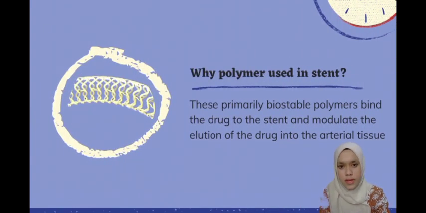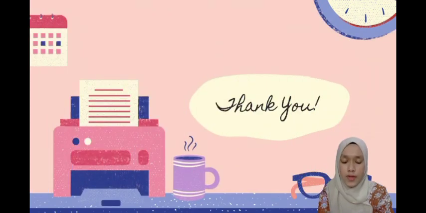Why is polymer used in stents? This primarily biostable polymer binds the drug to the stent and modulates the elution of the drug into the arterial tissue. That is all about the explanation of the stent by me.